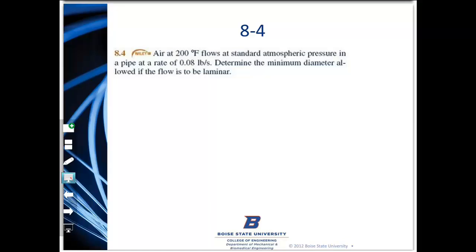Let's look at problem 4 from Chapter 8 in your textbook. Air at 200 Fahrenheit flows at standard atmospheric pressure in a pipe at a rate of 0.08 pound per second. You're asked to determine the minimum diameter allowed if the flow is to be laminar. So we know that for a laminar flow, at most the Reynolds number can be 2100. Okay, so let's first write that.